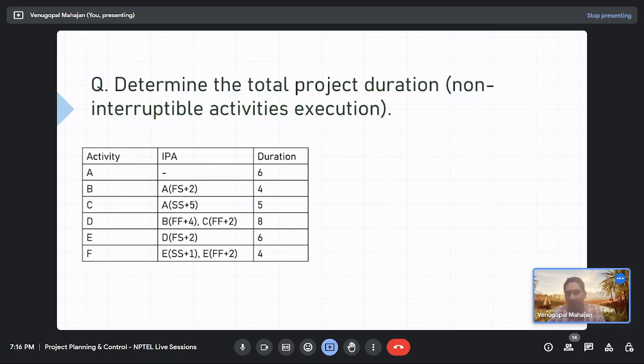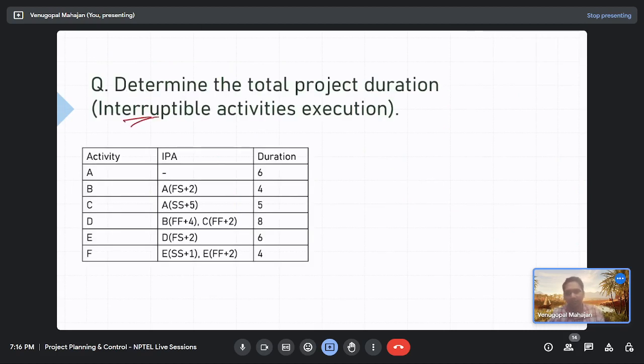Now let's try to solve it, but let's do it for interruptible activities first. So first thing, what should be the first step here? Draw the network diagram. Is the network diagram quite visible in this case, like the previous case?